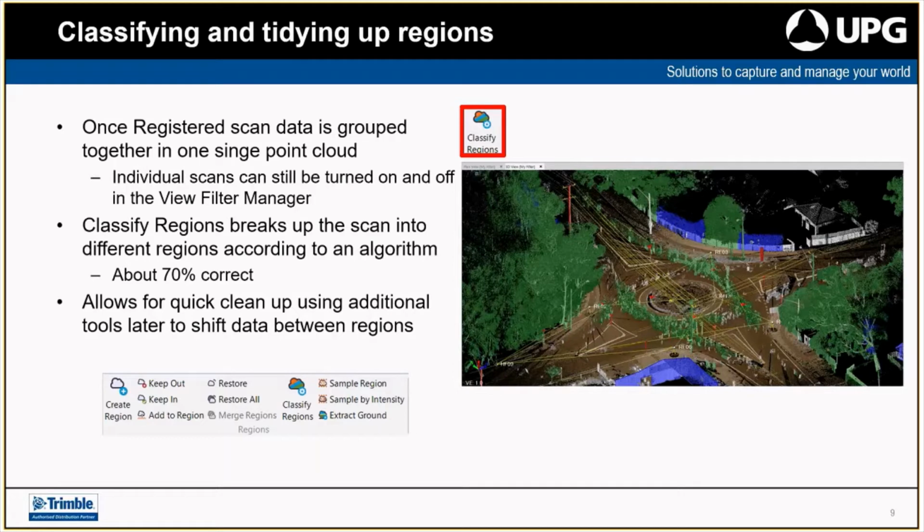Once you've registered the scans and then you've colorized the scans, the next step would be to classify the regions. When you select the data in terms of the point cloud in TBC, it will select all the points in all the scans essentially in TBC. So it handles it as one single grouping. The classify regions tool will allow you to automatically break up that one single region into multiple regions based on the type of data that it is.